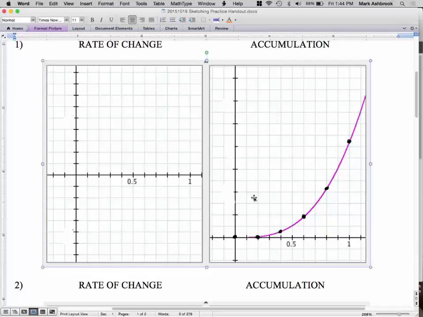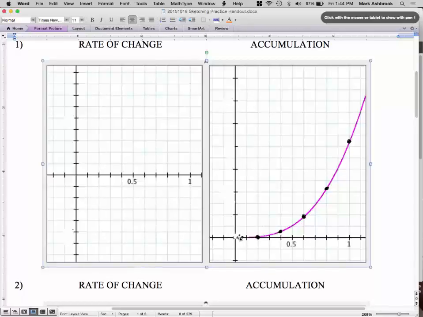So remember that we've got an accumulation function. Our approximate accumulation will be piecewise linear, formed by actual points on the curve. So we're going to have lines joining those two points.